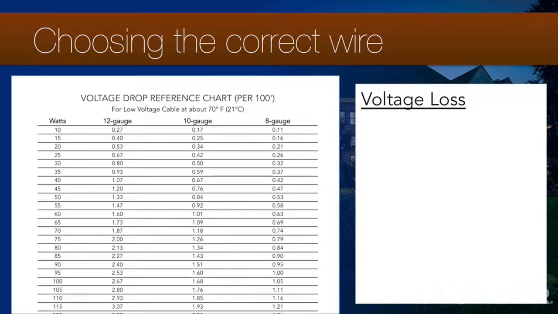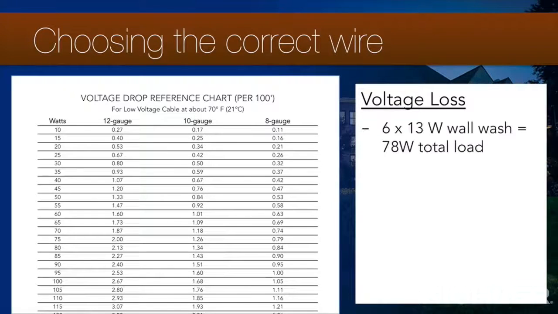This chart identifies the voltage drop per 100 feet of wire based on the total watts used by the system. Voltage drop becomes a problem when it is so great that the voltage at the fixture is below the required voltage to activate the LEDs. So we need to pay attention to the conditions that could lead to a voltage lower than 9 volts at the fixture. What could cause this to happen?